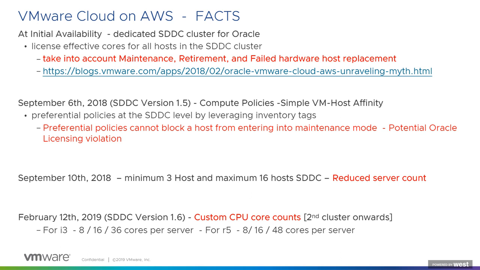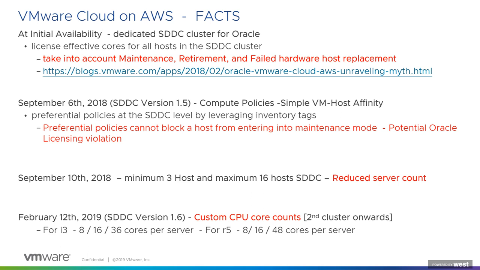So to fix it, last year, what we came up with was a minimum of 3 hosts and a maximum of 16 hosts per SDDC. So essentially we reduced the number of servers per SDDC cluster. That was as of September 10th of last year.